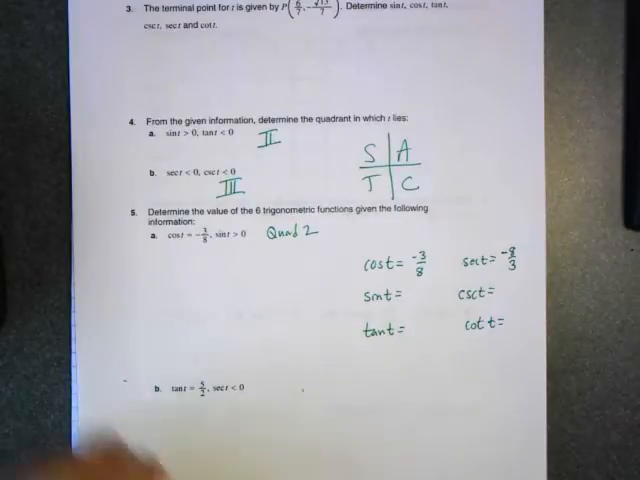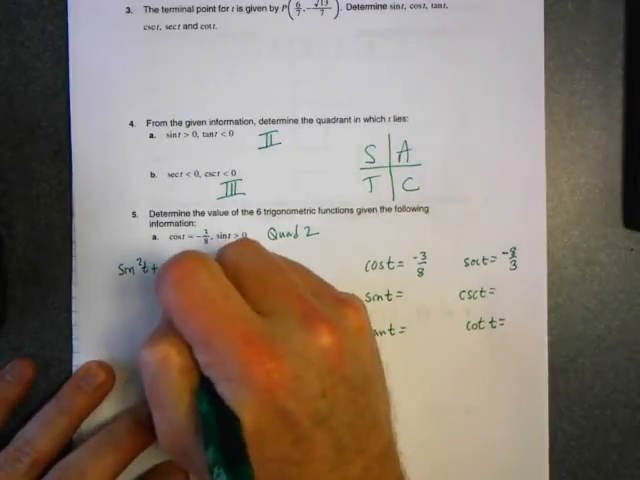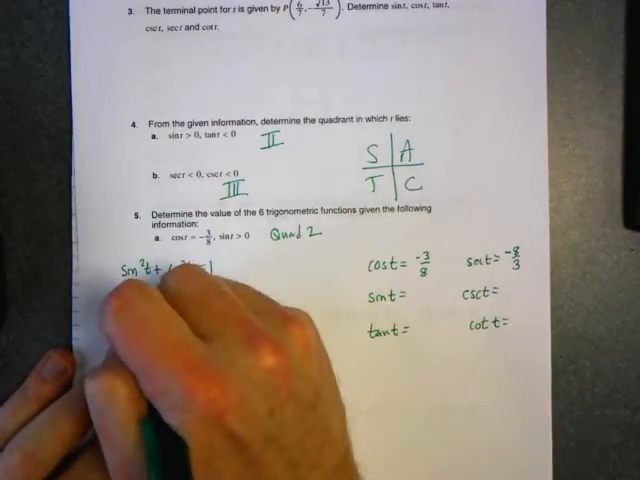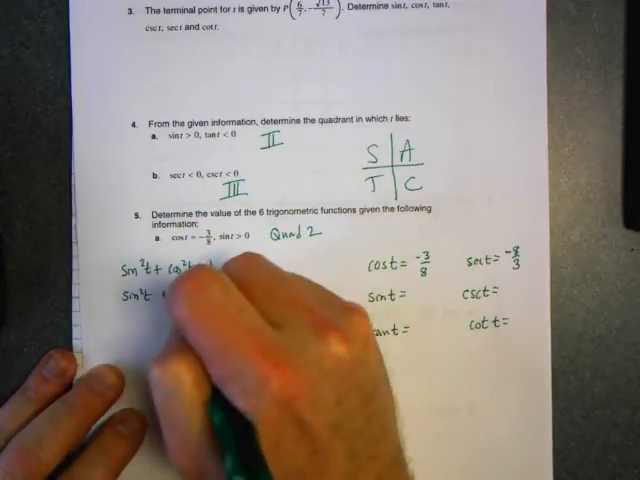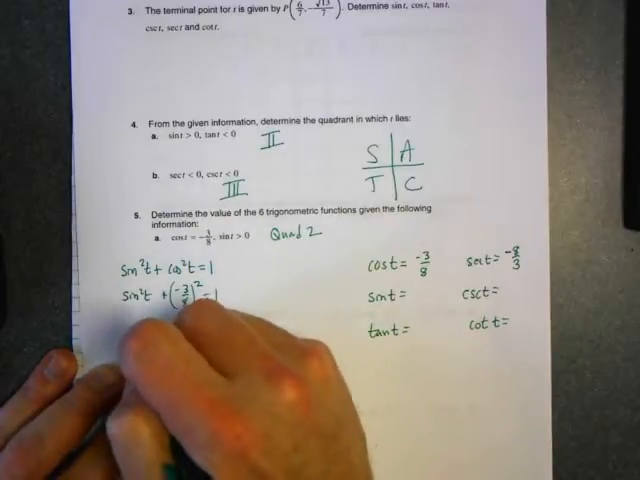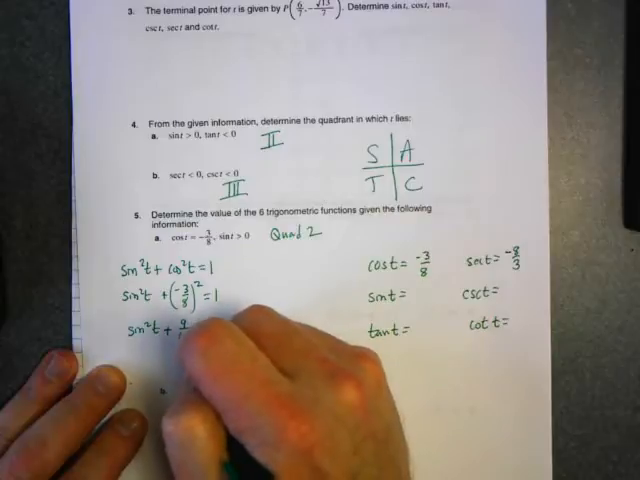Pythagorean identity. So in this case, I think we want to use, it's usually written as sine squared plus cosine squared equals 1. We have to memorize this. The Pythagorean identity is one you should memorize, absolutely. Sine squared plus cosine squared is 1. We will use that a lot. So that's one you should absolutely know. Plug in my numbers. Sine squared t plus negative 3/8 squared equals 1. So sine squared t plus 9/64 equals 1.